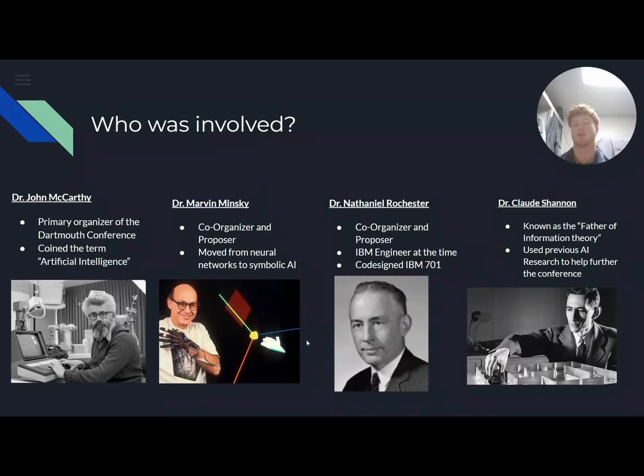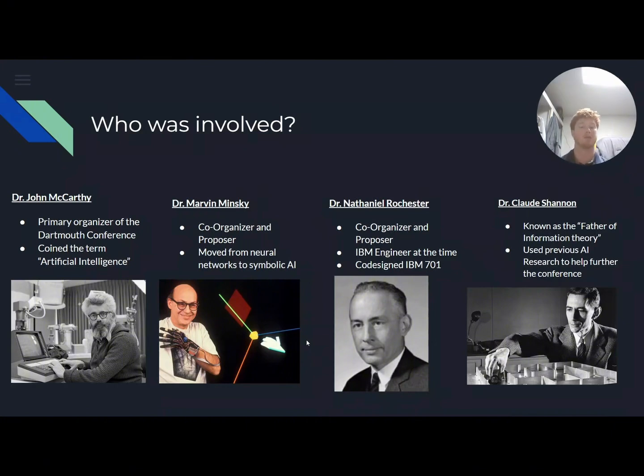All right, so whenever it comes to who's involved in this Dartmouth conference, I found four major people that were the main people involved with all the different discoveries and how this was organized. First off, the most important one that I found was Dr. John McCarthy. He was the primary organizer of the Dartmouth conference, and he did coin the term artificial intelligence. And so I feel like he seemed to be one of the main people involved in it and was very important to the entire conference.